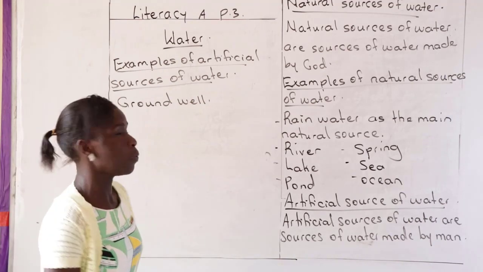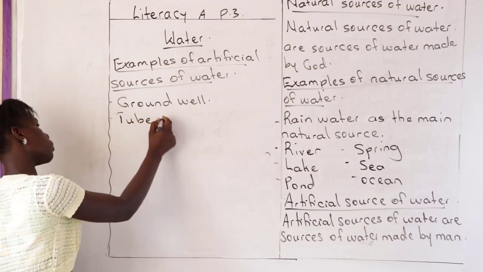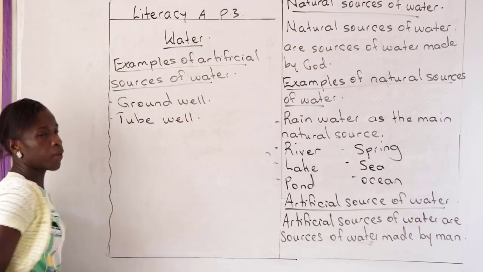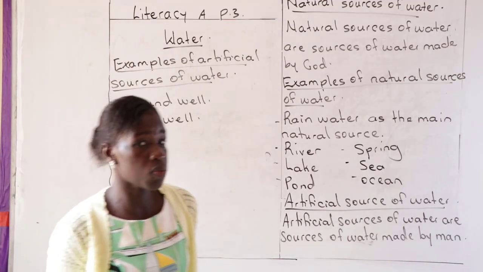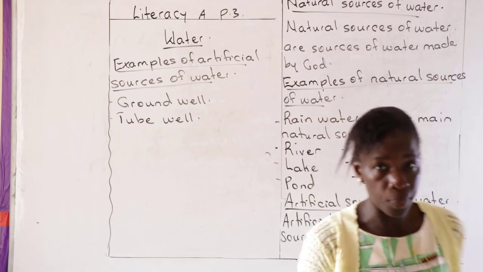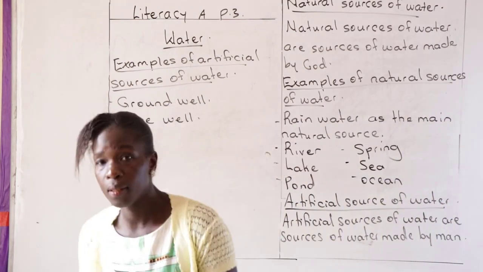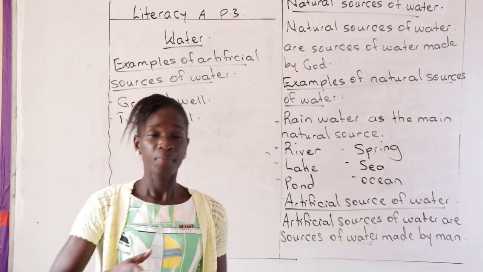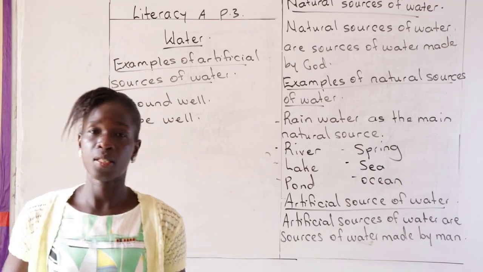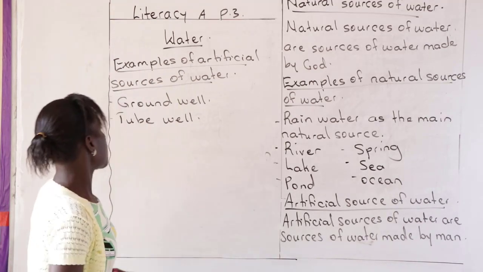Then we have the tube well. That is another word you can use. The tube well is a pipe which is made in the form of steel. You just fix it under the ground and it will push up the water at a high speed, sometimes at a slow speed, but most of them come at a high speed. That is called the tube well.